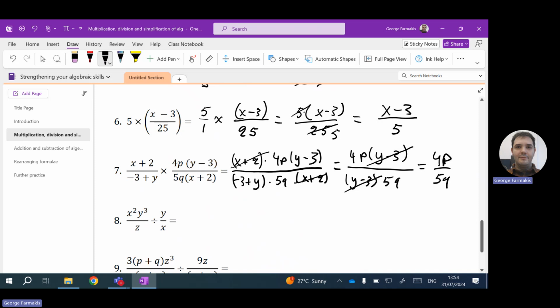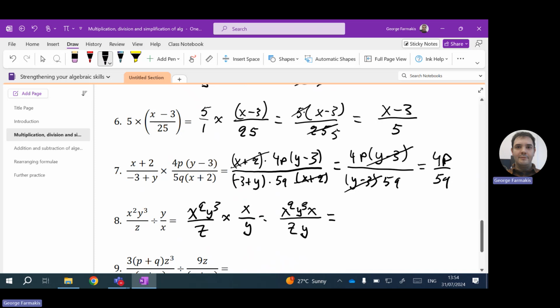Okay, so the next example, we have division. So we start writing the first fraction as it is, x to the square times y to the power of 3 over z. Division becomes multiplication, and then we exchange numerator and denominator. So we have x over y. Let's carry out the multiplication. X to the square, y to the power of 3 times x, z, y.